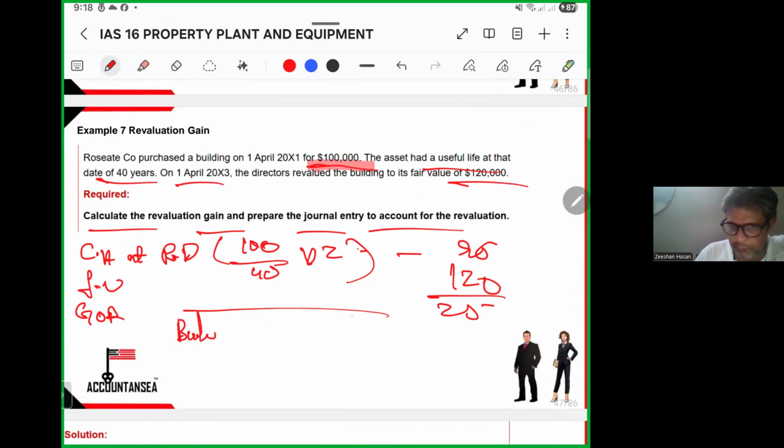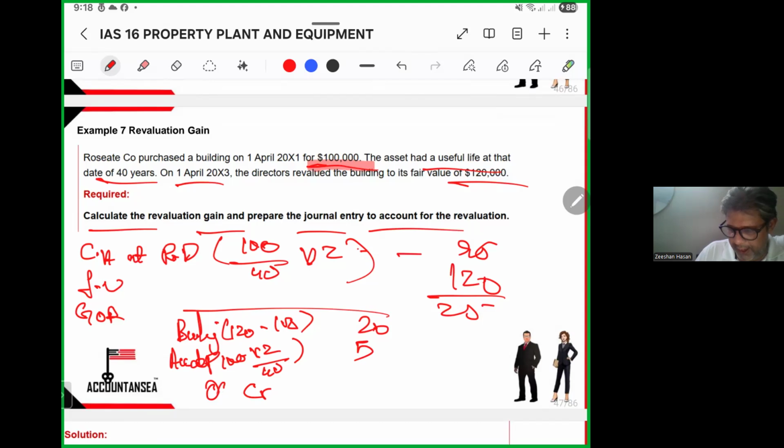The double entry is: building cost, that is 120 minus 100, it's 20. Accumulated depreciation will be written off by 100 into 2 years already gone divided by 40, it's 5. And credit OCI, or you can say revaluation surplus, will be credited by 25. So that's how it will be done. Right. I hope it is clear till here.